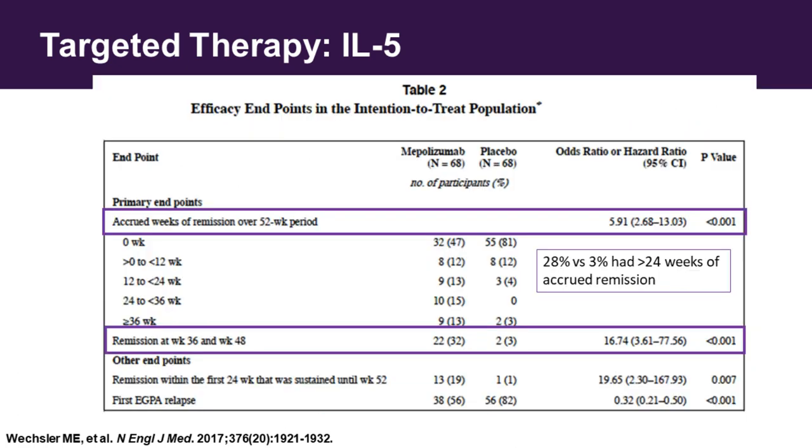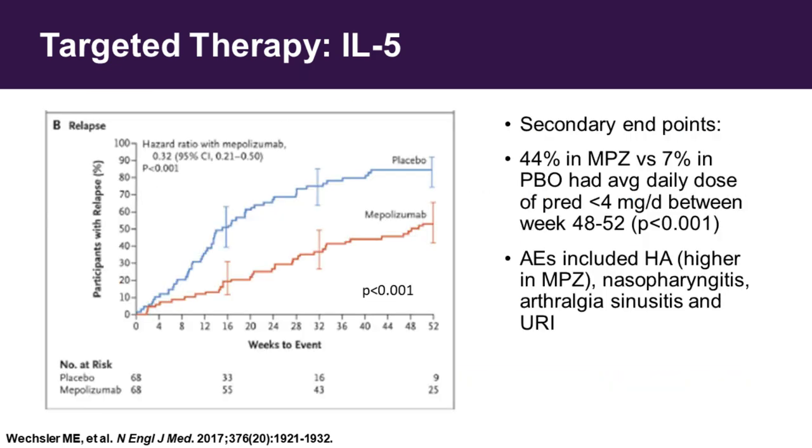So what did they find? They found that the accrued weeks of remission over this year were significantly better in the mepolizumab patients: 28% versus 3% had more than 24 weeks of accrued remission. So overall in this year, you're having a lot more time where your patients are in remission if you're using mepolizumab. Also at weeks 36 and 48, there were significantly more patients in remission. Here is a graphical representation of the relapses.